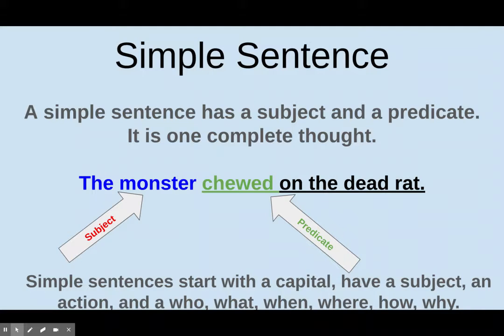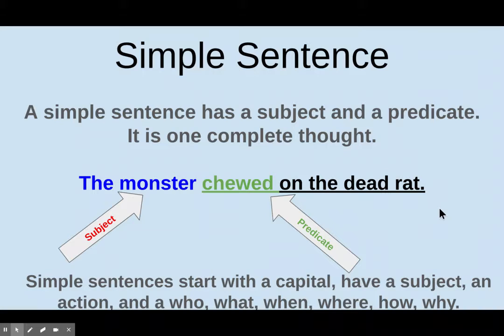Today is day 4, and by now you've pretty much got it down how to add and, but, or to two simple sentences and turn them into one compound sentence. We know that a simple sentence has a subject and a predicate. The monster chewed on the dead rat. Ew. The monster being the subject, what is the monster doing? Chewing. What is he chewing on? The dead rat. So you need the subject, and the predicate starts with the verb, the action. That is a good simple sentence if it has a capital and it has punctuation.